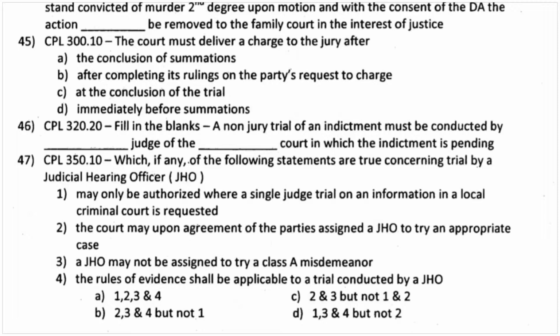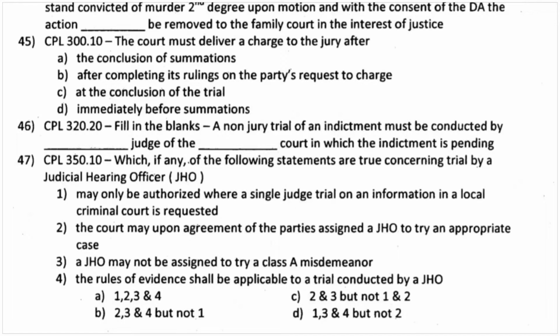47, which are true concerning a JHO. He cannot try Class A misdemeanor. Rules of evidence shall be applicable to a regular non-jury trial, and the court may, upon agreement of the parties, assign a JHO to try a case, and it may only be authorized where a single judge trial of an information in a local criminal court is requested. So just remember they both have to consent, no Class A misdemeanors, and where it's authorized, not requested. So the answer to 47 was B, 2, 3, and 4, but not 1.